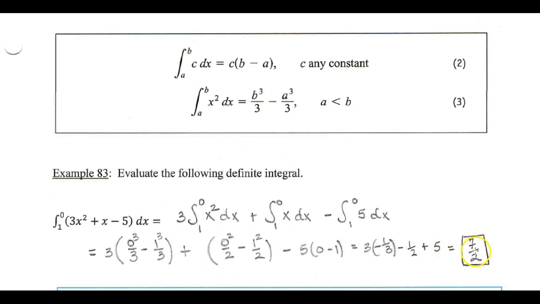Simplifying all this, you end up with 7 halves, right? This becomes minus 1/3. This becomes minus 1/2. This is minus 1. So 3 times minus 1/3 is minus 1. Minus 1/2 is minus 3 halves. Plus 5 is 10 halves. 10 halves minus 3 halves is 7 halves.